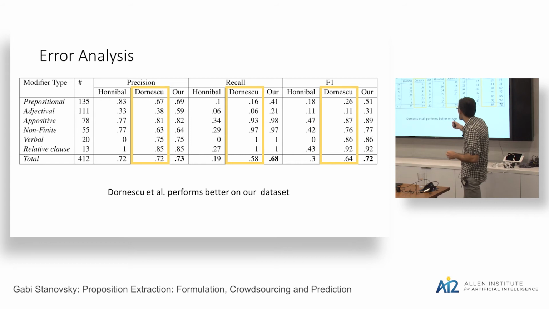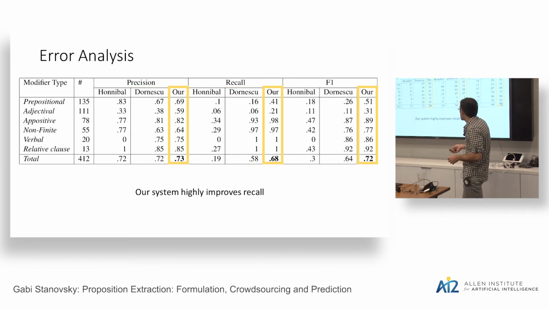And Dornescu et al. actually perform much better on our data set. So to remind you, I think they did around 30-something F1. And when we retrain them on our corpus, they get better performance. And I think this indicates that our corpus is more consistent with the annotations, and their features are actually better than what they are shown on their corpus. And finally, our system improves recall. If you look at the performance difference here, it's not really different, but we get around 10% in recall. So our added features do capture a lot of the positive instances.